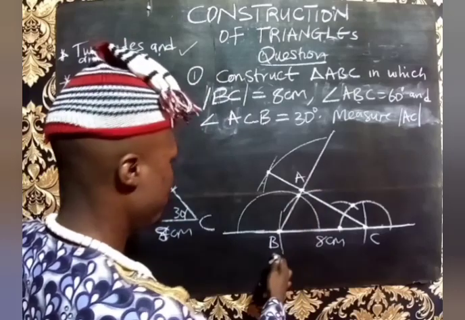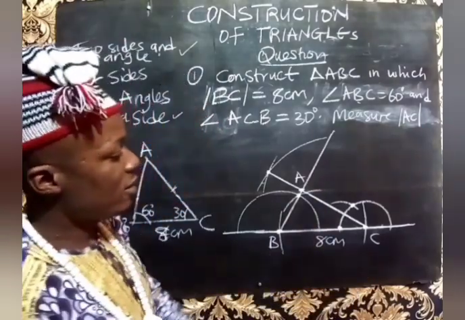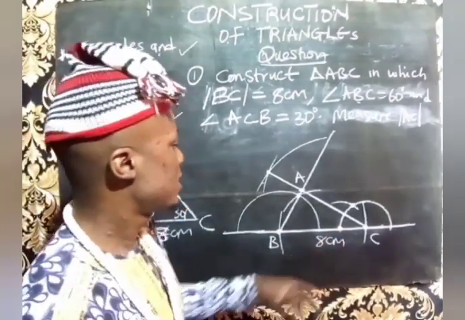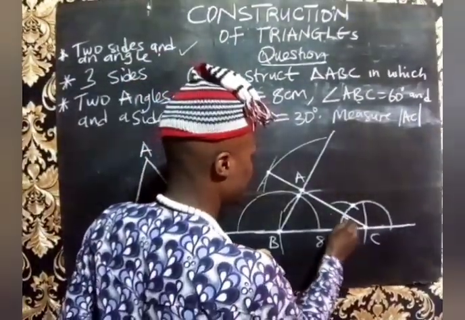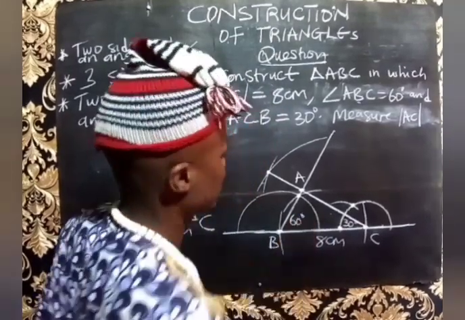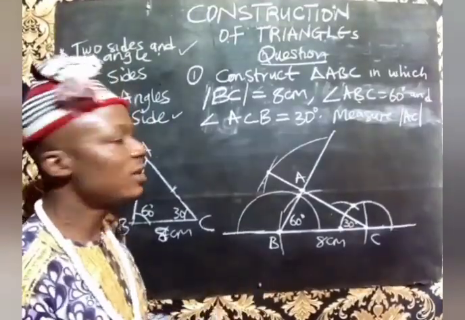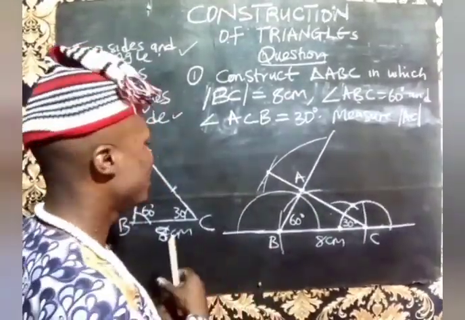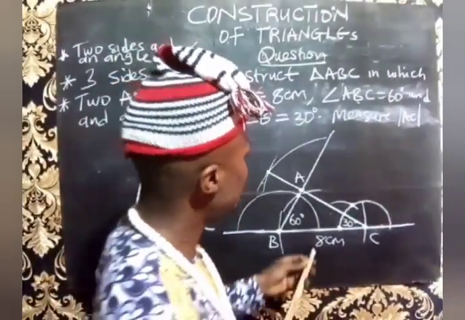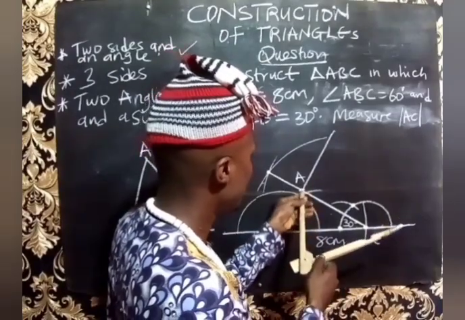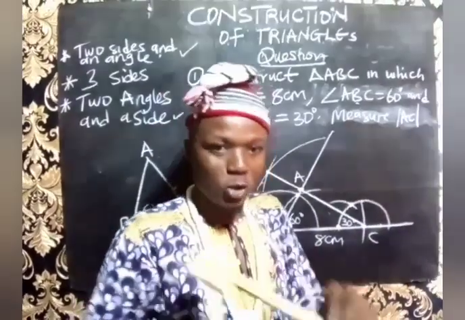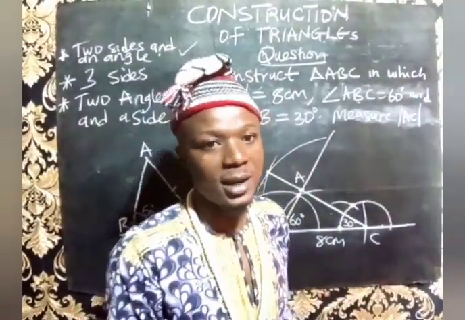So we have A, B, C. We have carefully constructed the triangle ABC, having line BC as 8. The angle here is 30 degrees, while the angle here is 60 degrees. You see how we've made the triangle successfully? So beautiful. And the task here is for us to measure the length AC. The length AC, just place the pin of the compass at A, adjust it to the point C. You've got the size. Then go to your ruler. Your ruler gives you the required length.